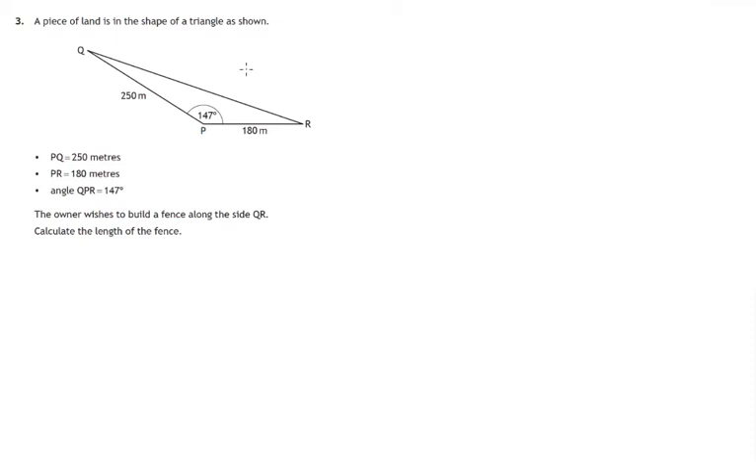So here we have a diagram of a piece of land in the shape of a triangle. We're given a couple of lengths of the sides and the angle in between them, and we're asked to find the length of the fence that would go along this side of the triangle. So we're trying to find the side opposite the angle that's given here. Now this would be a cosine rule formula.